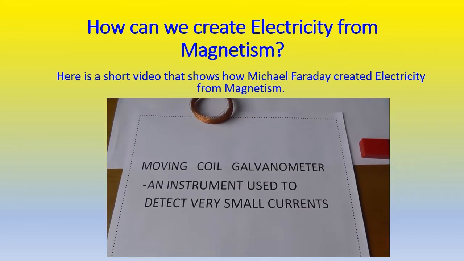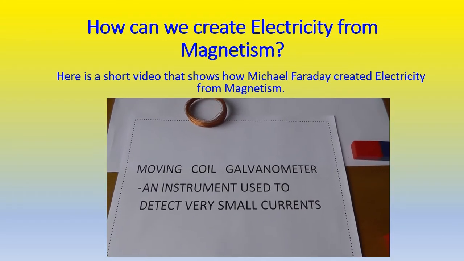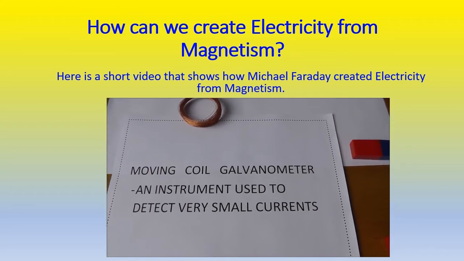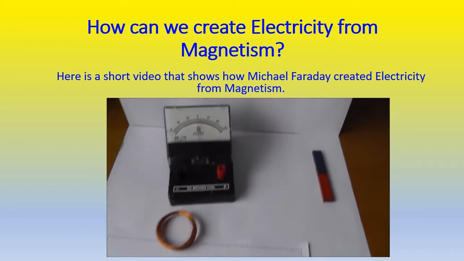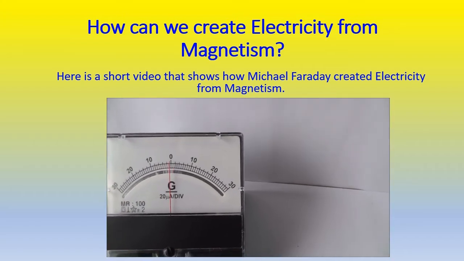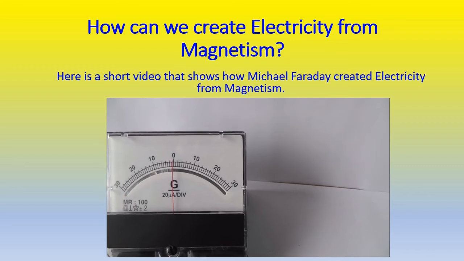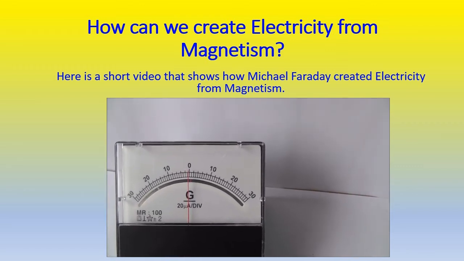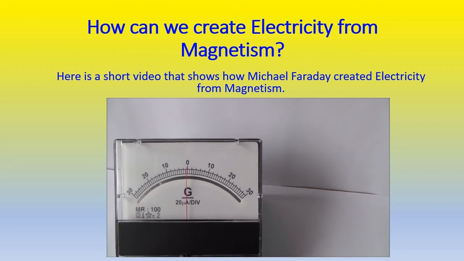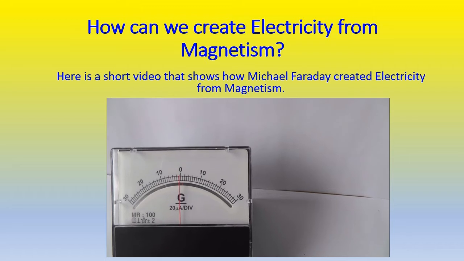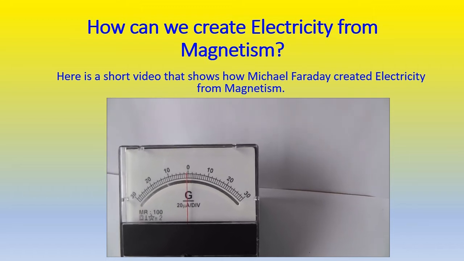A galvanometer is just an instrument that is very good at detecting small amounts of current. As you can see on the galvanometer, there's no current flowing in the circuit at the moment. The needle is pointing at 0. You'll also notice that I've got a scale both to the right and to the left, and this is when the current flows in different directions, so we can tell.